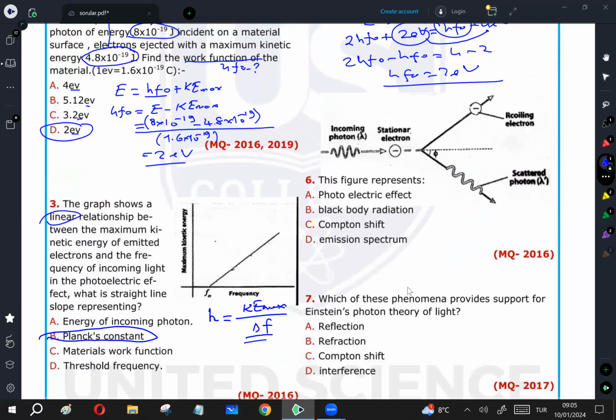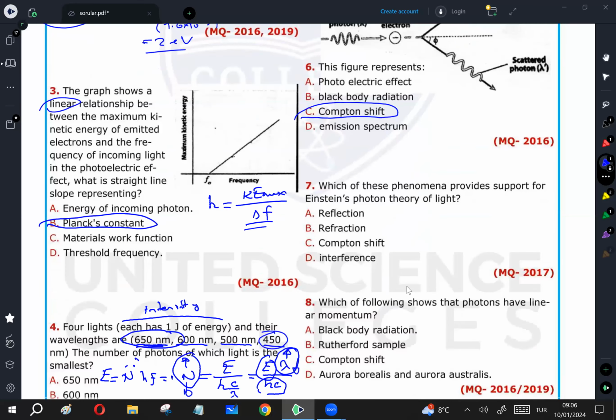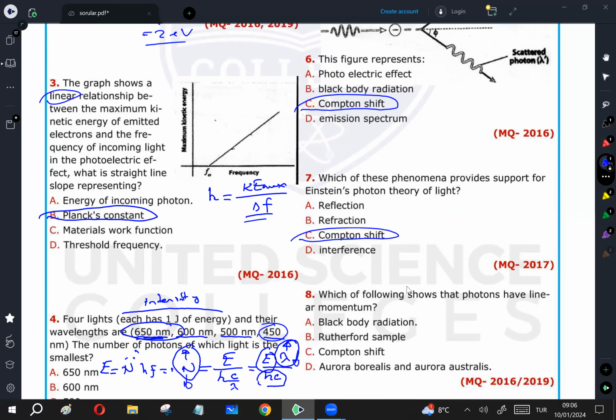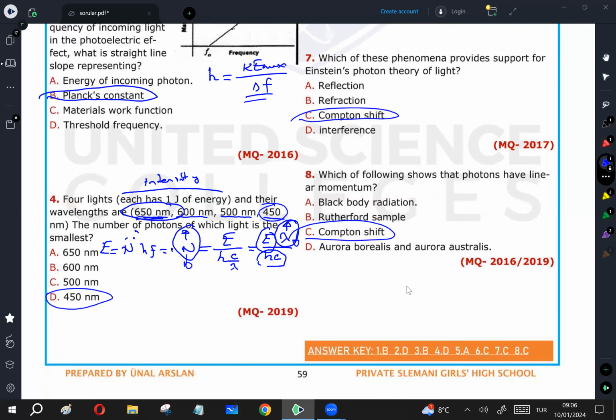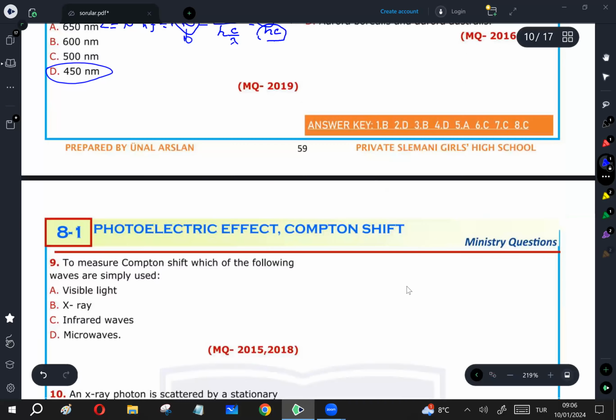Question number 6. This figure is about the Compton effect, the Compton shift. When a stationary electron is hit by an X-ray photon, the photon scatters. This is known as the Compton shift. Which of these phenomena provides support for Einstein's photon theory of light? Compton shift is the answer. Which of the following shows that photons have linear momentum? Again, Compton shift. These are all about the Compton shift.